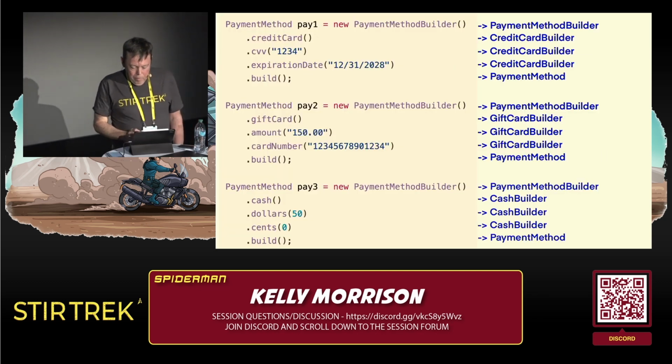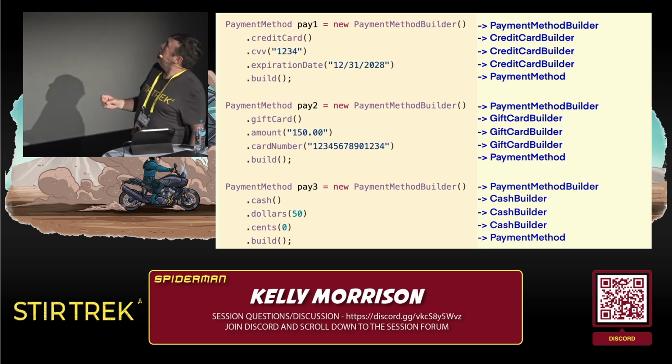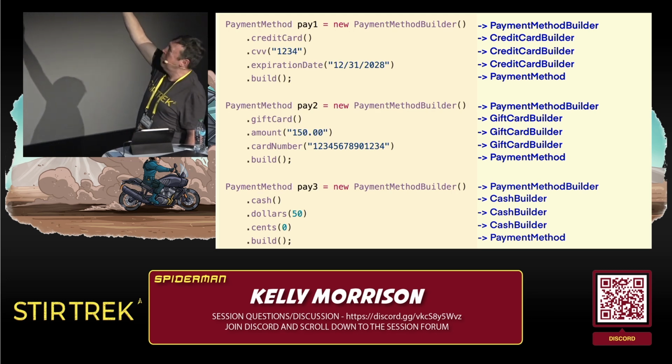Okay, now when you're actually using it, here's some examples. On the top one up there, we're creating a payment method using a credit card. So we create a payment method builder, and you can see that returns a payment method builder for us. Then as soon as we hit credit card, it switches over and returns us a credit card builder. And then we can call CVV and expiration date. It'll set those and still return the credit card builder. When we finally hit build, that's when it actually creates a payment method and returns it.